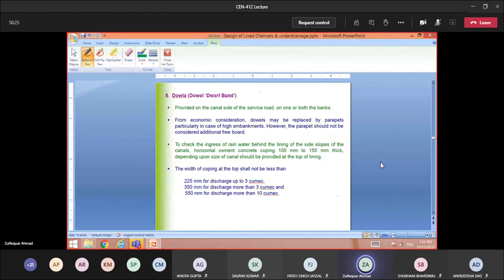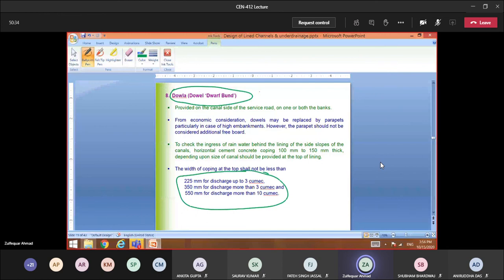Then Dowla, I had already discussed with you, the same size is being provided. And the coping here, as I told you, this is a coping. If you have a lining like this, then this one is the coping that is being provided, and its size depends on the discharge. So for 3 cumecs discharge, 225 mm, and for more than 10 cumecs discharge it is 550 mm. So this is the coping that is being provided in the lined channel.